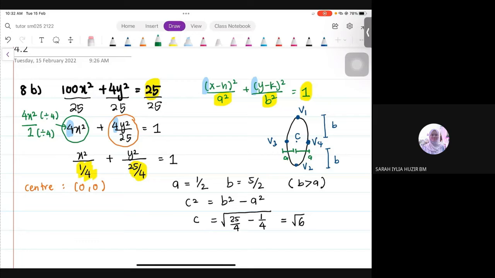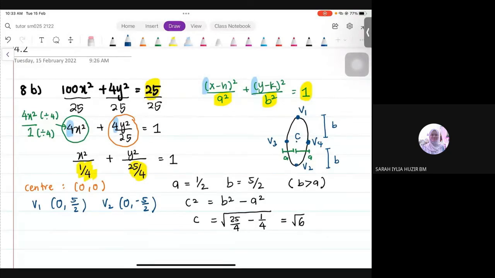X coordinate or Y coordinate yang kena bergerak kat situ. So for V1 and V2, dia segaris dengan center tu. Maksudnya X coordinate akan bergerak. Y je yang akan bergerak. So for V1, dia move outwards. Means our X coordinate will be 0. Y coordinate bergerak naik atas by B. B just now is 5 over 2. So our coordinate will be 0, 5 over 2. Okay, and then for V2, opposite direction. So 0, negative 5 over 2.